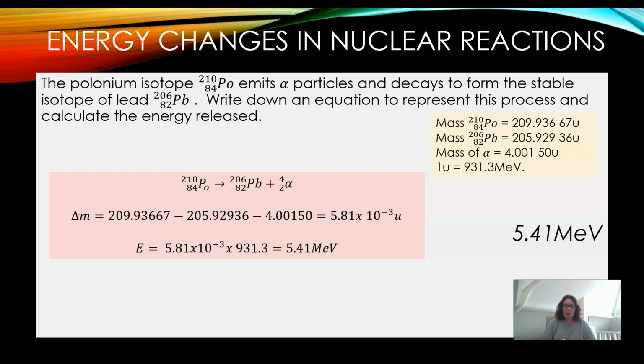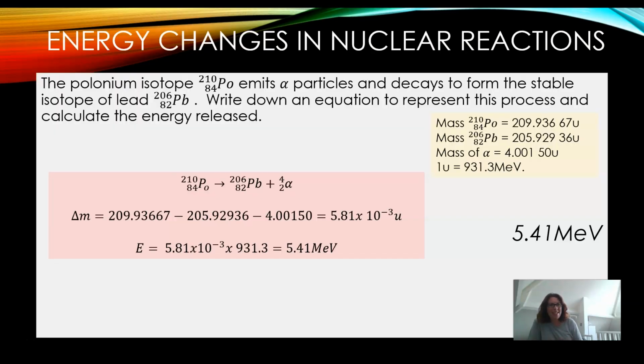If you wanted to convert that into joules, you would then do 5.41 times 10 to the 6 for the mega, times electron volts, which is 1.6 times 10 to the minus 19. Equates to 8.656 times 10 to the minus 13 joules. Tiny number, okay, but it is significant in terms of energy. And we know that this releases energy because we know that those alpha particles will have kinetic energy.